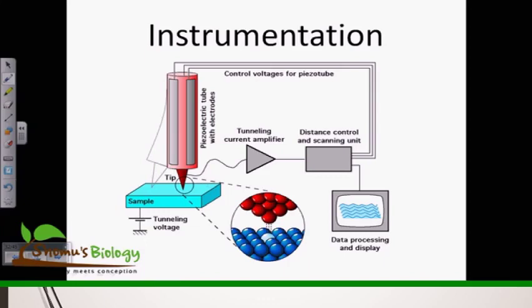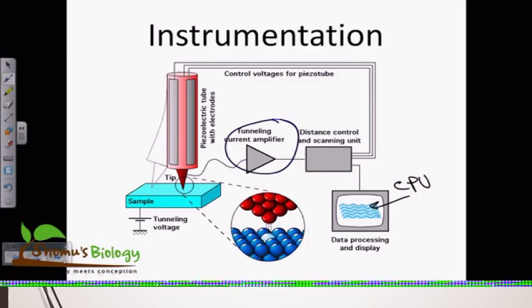So what we need to do is amplify that signal. For amplifying the signal coming out from the tip, we require this tunneling current amplifier, because it will amplify the current coming from the tunneling effect between the tip and the sample. We also have a control scanning unit which controls how the tip will move from one place of the sample to another.